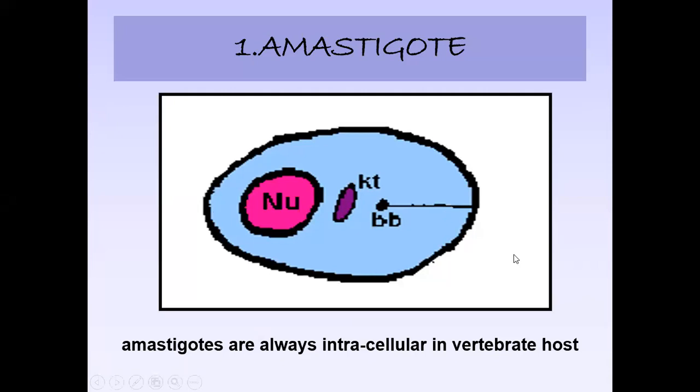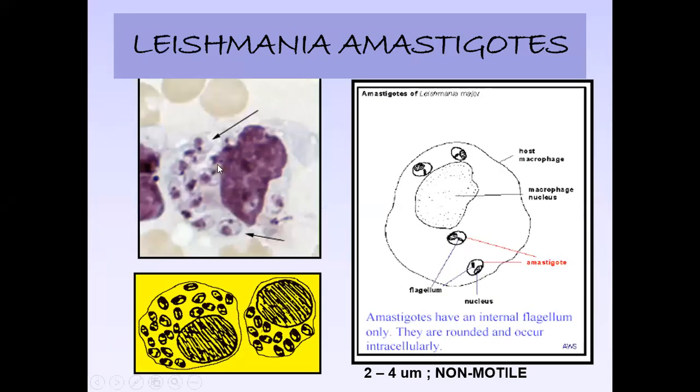And this is going to be found in the vertebrate host, that is, in humans and in the animals which are infected with this organism or with this disease. So this is what you will see. This is a macrophage, and this is the stained slide which is showing you the amastigote forms. And this is the diagrammatic representation.